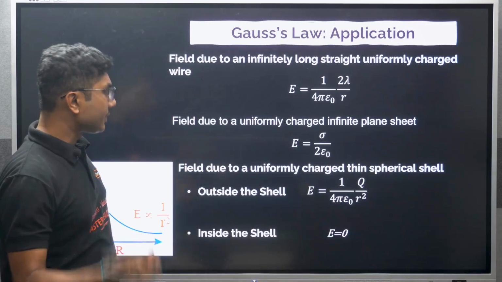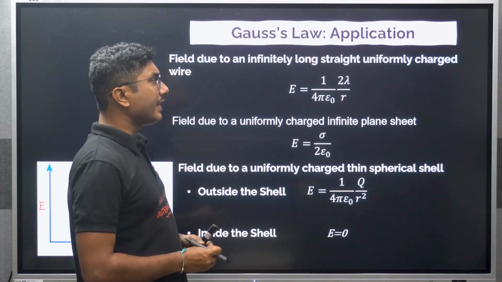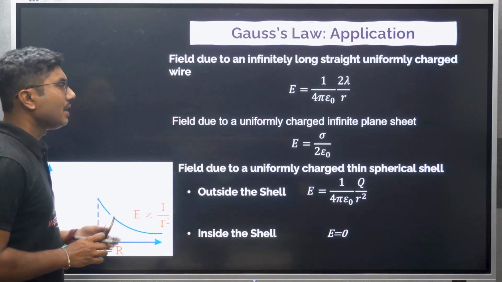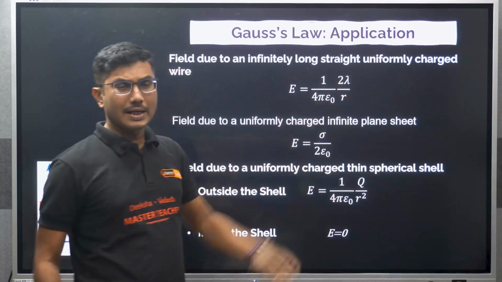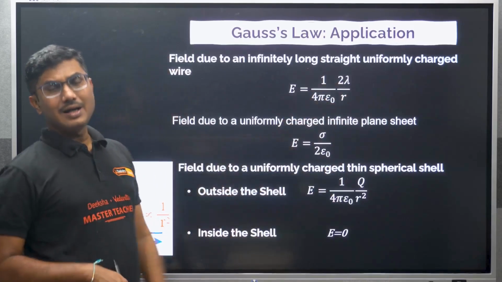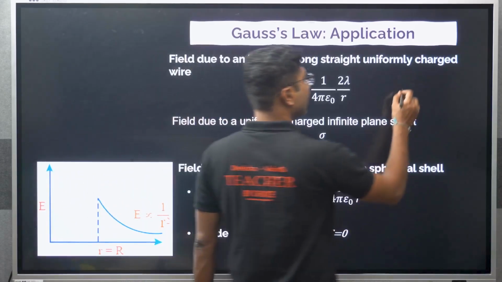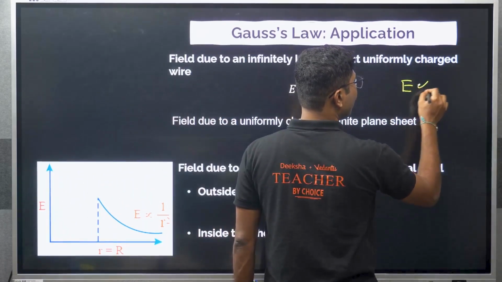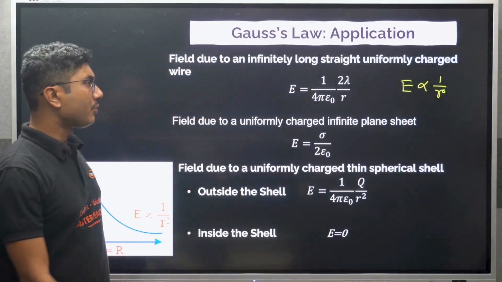Next is Gauss's law application. So electric field due to a long straight uniformly charged wire is given by 1 by 4 pi epsilon naught times 2 lambda by r. What is lambda? Lambda is the line charge density, and as you can see here, electric field is proportional to 1 upon r.